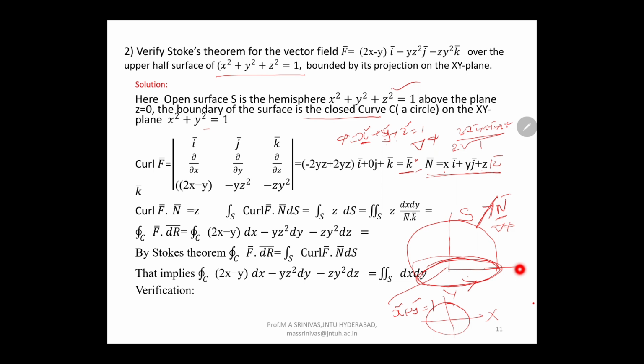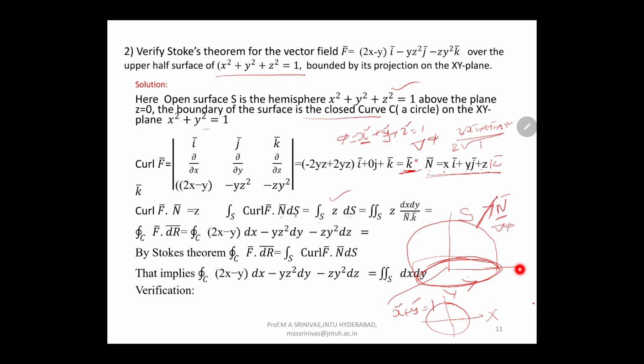n bar we know, curl F bar we know. What is curl F bar dot n bar? This curl F bar is simply k bar. n bar is this. Curl F bar dot n bar is z. Curl F bar dot n bar dS is the integral over S of z dS. So this I need to find out.